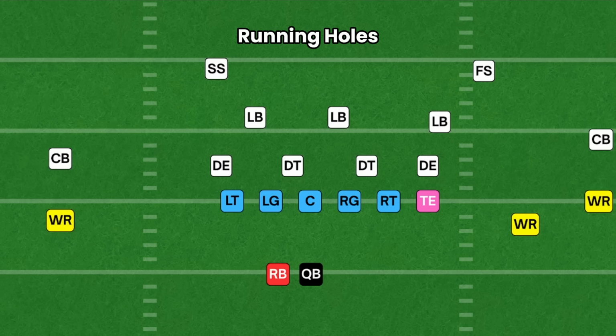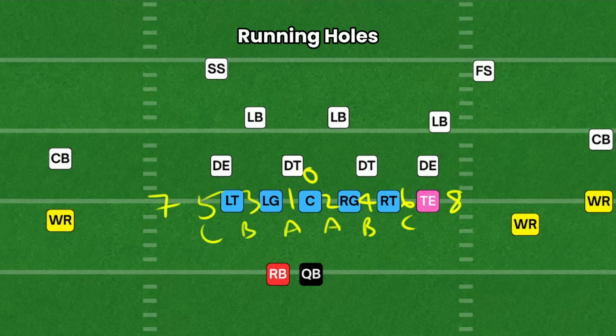It's similar to the A gaps and B gaps we just talked about, but a bit more specific and intended for running backs. Even numbers represent the right side of the formation. The 2 hole is the right A gap, the 4 hole is the right B gap, and the 6 hole is the right C gap. Odd numbers represent the left side. 1 hole is left A gap, 3 hole is left B gap, and 5 hole is left C gap. The 0 hole refers to a quarterback sneak directly behind the center.